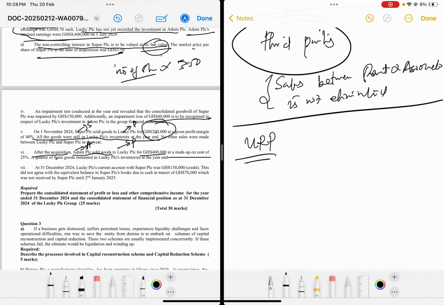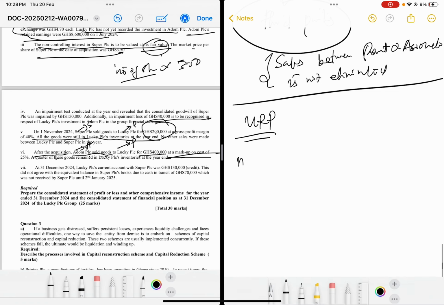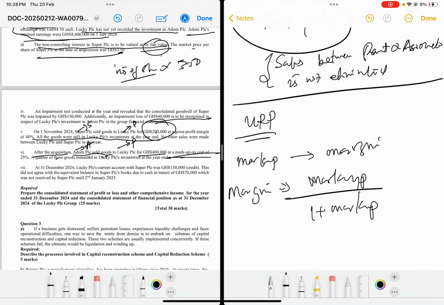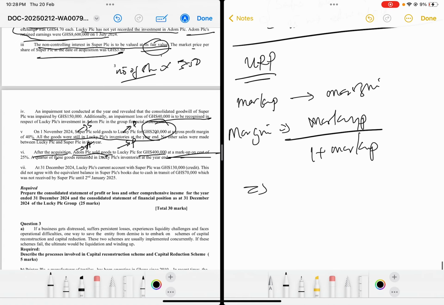So after acquisition as well, Adum PLC sold goods to Lucky PLC. This is from associate to parent, for 400,000 at a markup. So always make sure that if markup is given to you, you change markup to margin. How do you change markup to margin? Margin is equal to markup over 1 plus markup. So for example, this is a 25% markup. So margin is 25% over 1 plus 25%, which is 20%.